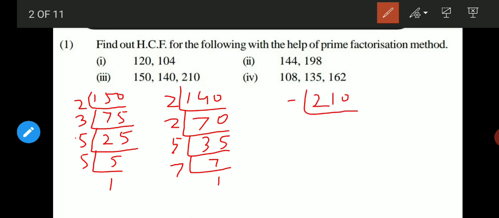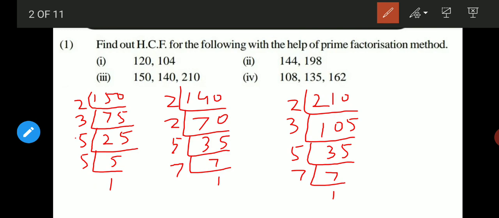How about 210? First it is divided by 2: 2 ones are 2, 0, and 2 fives are 10. Once again it is divided by 3: 3 threes are 9 and 3 fives are 15. Now it is divided by 5, then by 7 and it's 1. Now come to the factorization. What will happen? 150, 140 and 210.